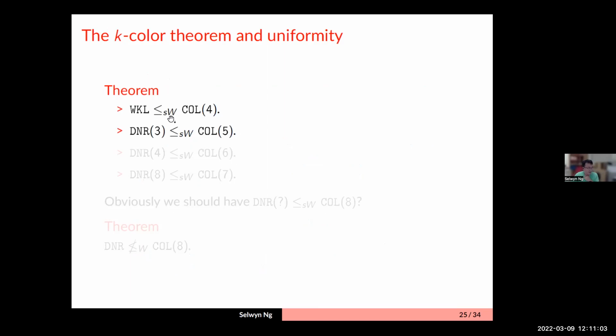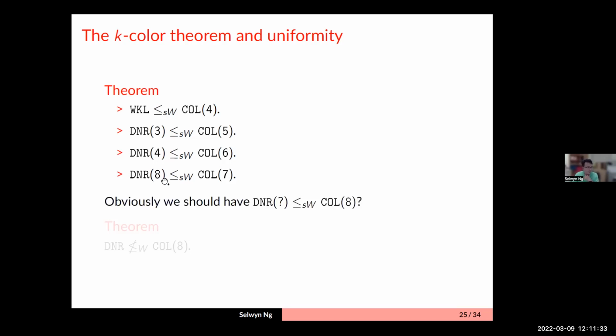This is what we had. As discussed, the 4-color theorem uniformly reduces to DNR2. The 5-color theorem uniformly reduces to DNR3, and the 6-color theorem reduces to DNR4. But when you get to 7, something strange happens. You don't get 5, but you actually need to have 8 possible values in the range of the DNR function.